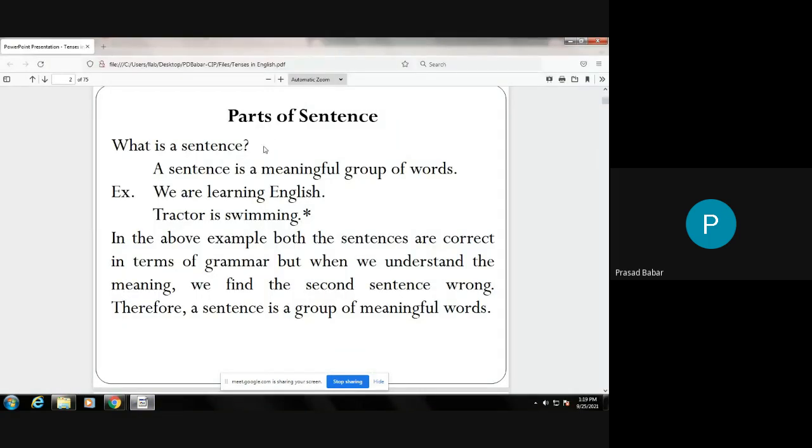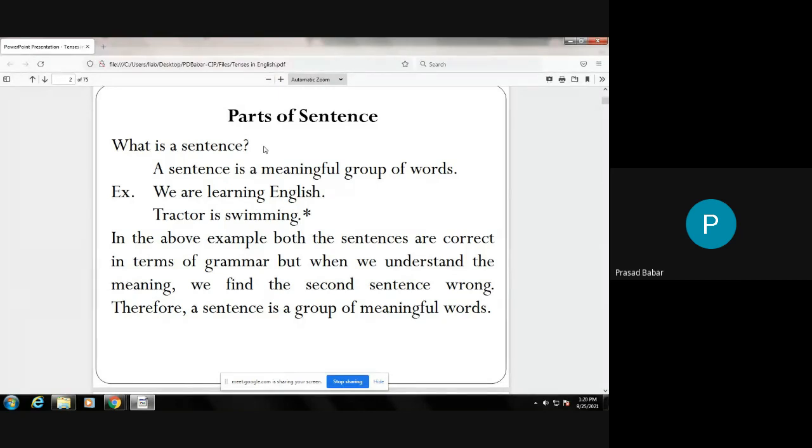Let's see some examples. The first example: We are learning English. आम्ही इंग्लिश शिकत आहोत. The second: Tractor is swimming. Tractor पोहत आहे. So these two are the sentences we take into consideration.